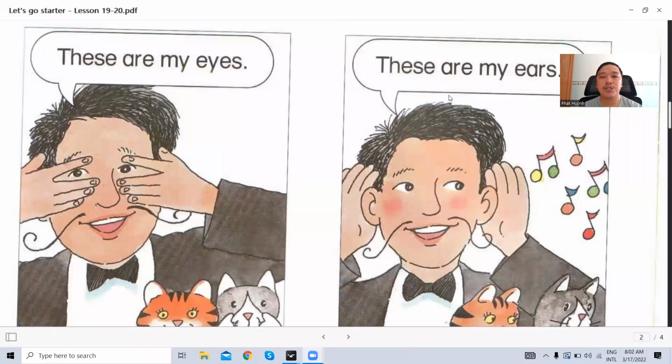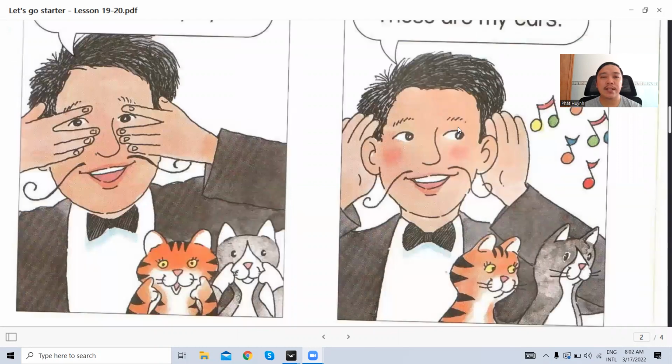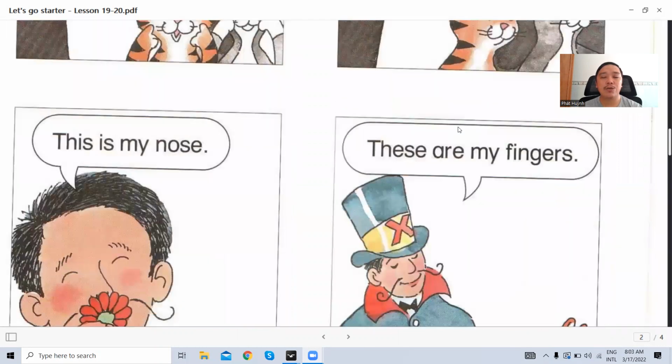Now let's read all four sentences together. Chúng ta đọc bốn câu cùng nhau nha. These are my eyes. These are my ears. This is my nose. These are my fingers.